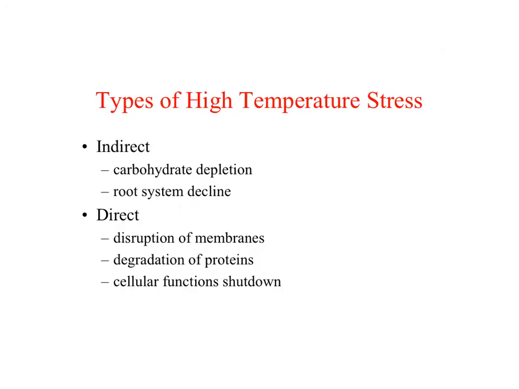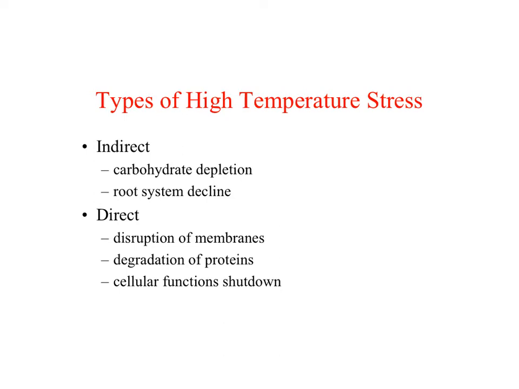Two types of heat stress can occur. Indirect or chronic high temperature stress is the most prevalent. Temperatures above the optimum can result in a decline in turf growth and loss of energy in the plant through a reduction of carbohydrate levels, and indirect heat stress can cause root loss or death.